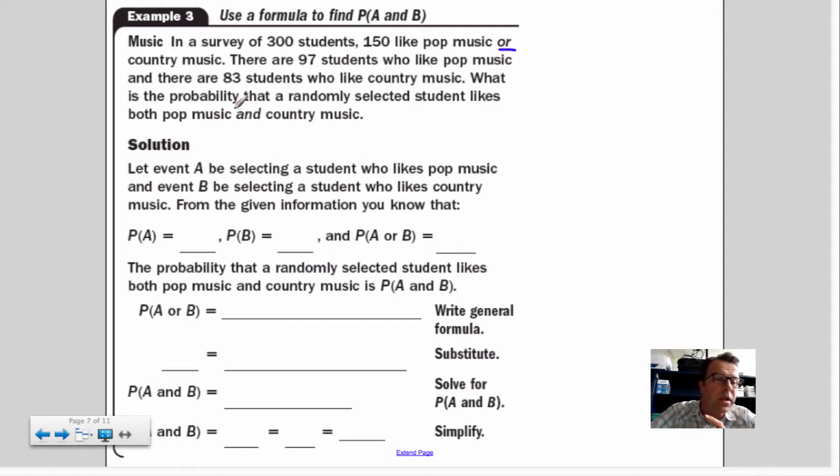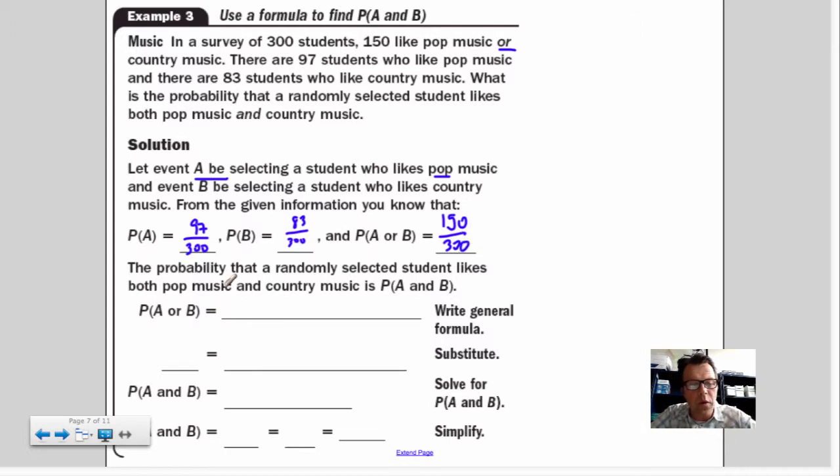So we're trying to figure out the probability that a randomly selected student likes both pop and country music. So we use the same formula. Here we identify that the kids who like pop music, we just arbitrarily set A for pop music and B for country music. So for A, we've got 97 students out of a total of 300 who like pop. And we have 83 students out of a total of 300 that like country. And then we have 150 that like pop or country.